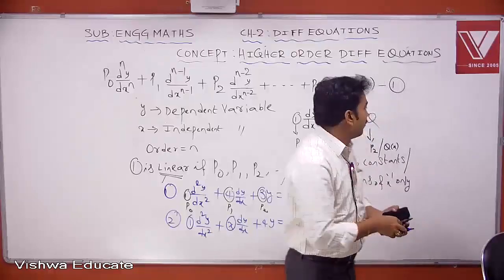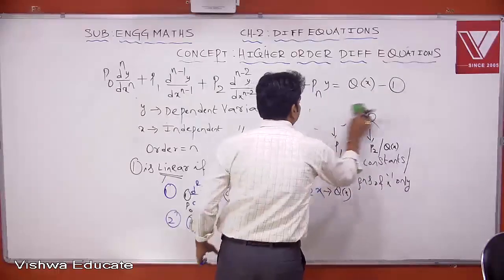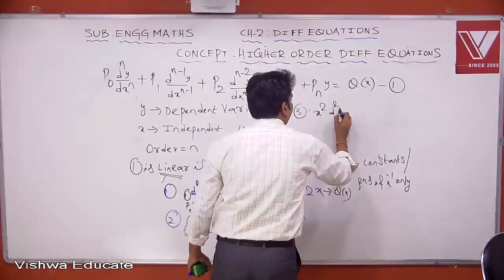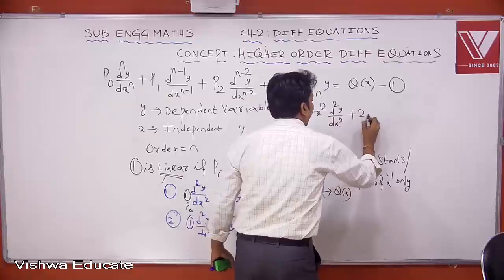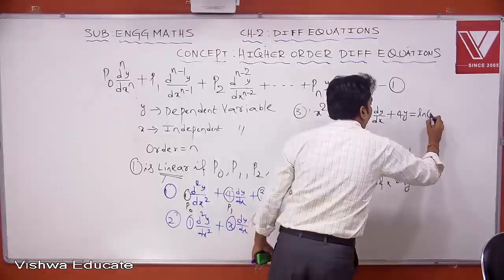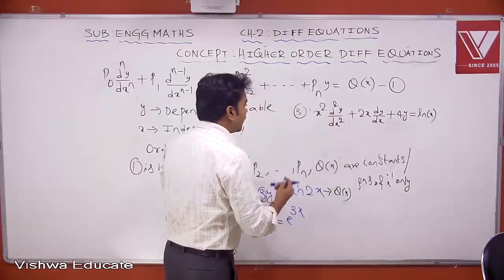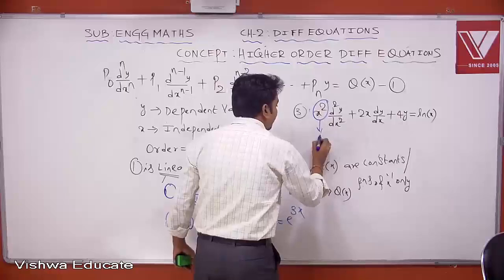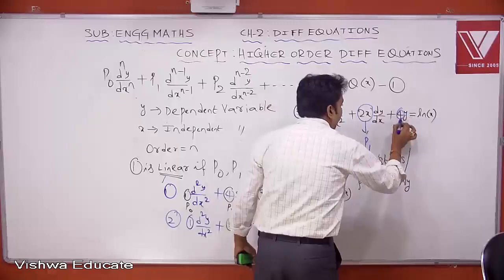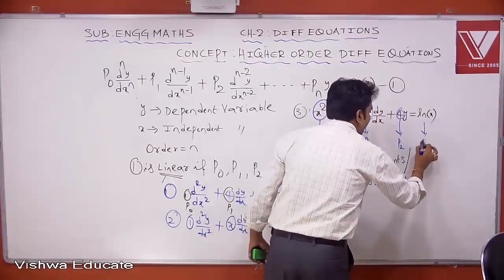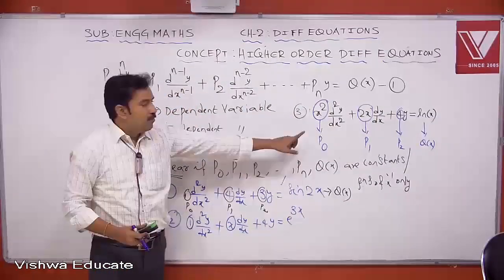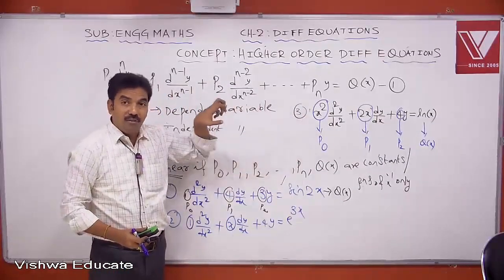Even I can give one more example. Suppose the equation is like this. I'm going to write the third example. Suppose the equation is like this: x² d²y/dx² + 2x dy/dx + 4y = ln x. Even when you look at this equation, here P0 is a function of the independent variable x. P1 is a function of the independent variable x. Here P2 is a constant and Q is a function of x. So even this is also a second order linear equation. But here the coefficients are not constants, they are variable coefficients.